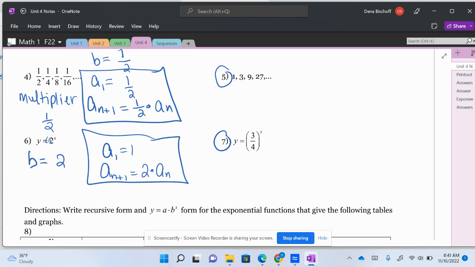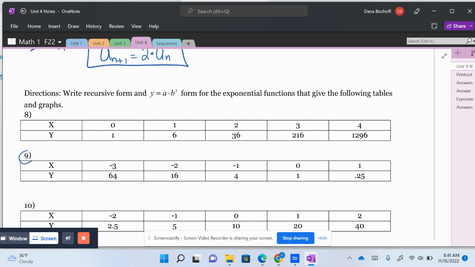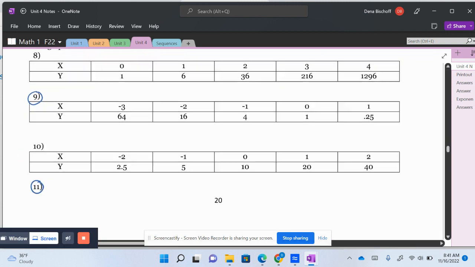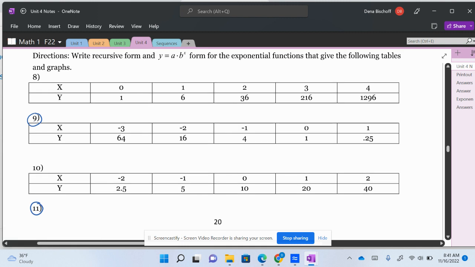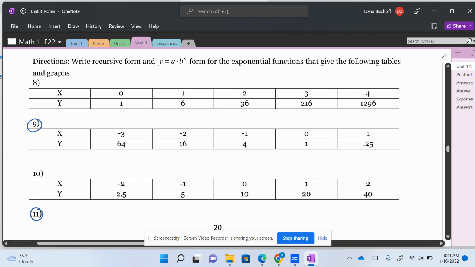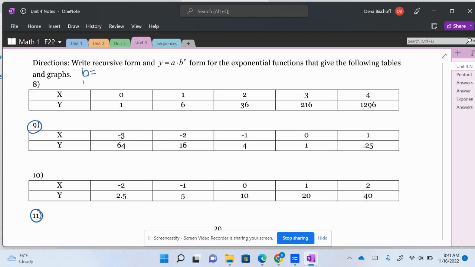All right. You are going to do number 9 and number 11. Number 11, the number is down here, but the graph is actually, or the table is actually on the next page. So I'm going to do number 8 and number 10 with you. Okay. So we're going to write the recursive form and the exponential form. Okay. So either way, we still need to find out what our base is. What is our growth model and our growth? And we need to find out the initial value.